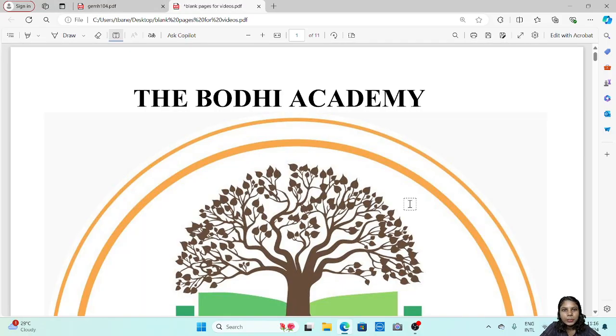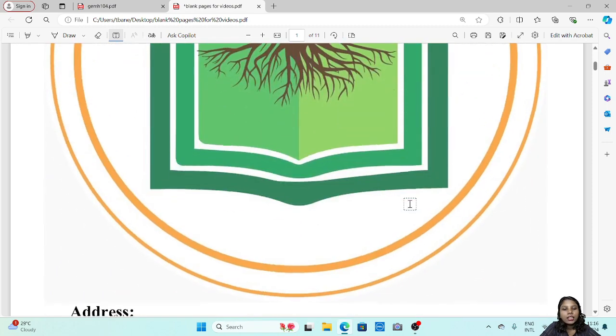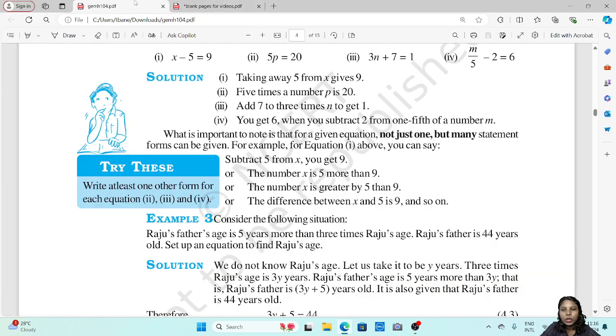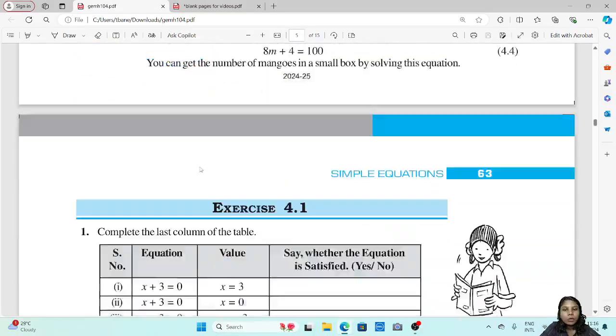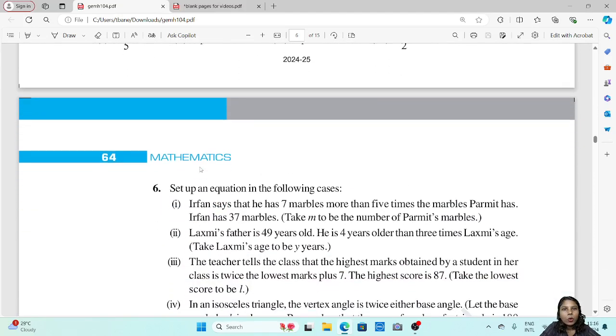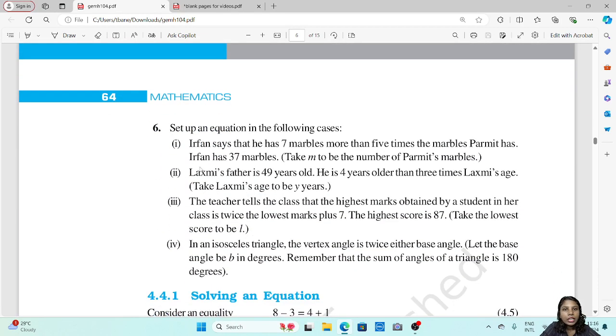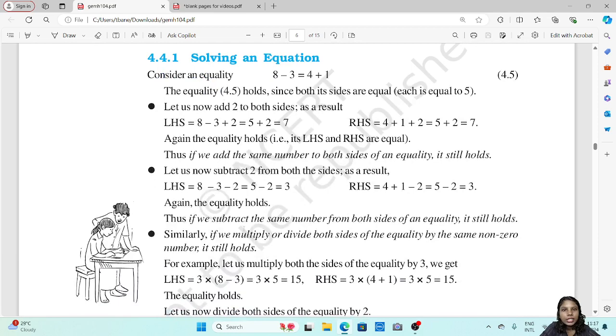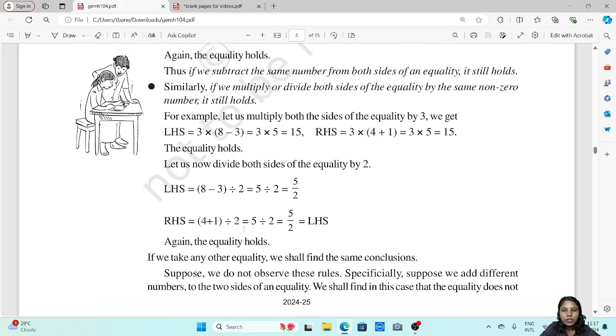My name is Amsha Glasso, and in today's video, we shall continue with our chapter Simple Equations of Class 7, Chapter 4. Previously in this chapter, we spoke about variables, then how to make an equation from a given statement. So today we will continue with the chapter and see how we solve these equations.